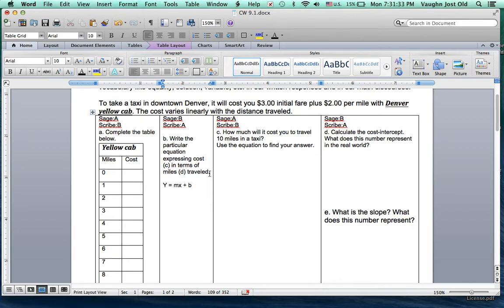Now in this case, instead of using y and x, the problem is asking us to use C for cost and D for the miles traveled. So instead of y equals mx plus b, we're going to be using different variables. So our y column over here in the table is our cost. So y is actually going to be, in this case, the C equals something, right? And instead of x, we're going to use D plus something.